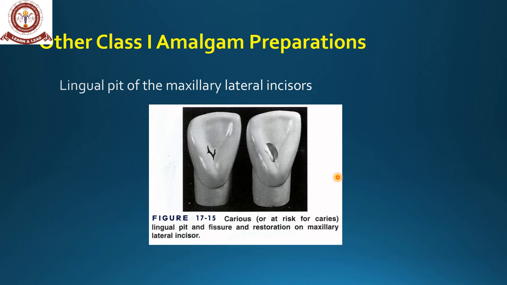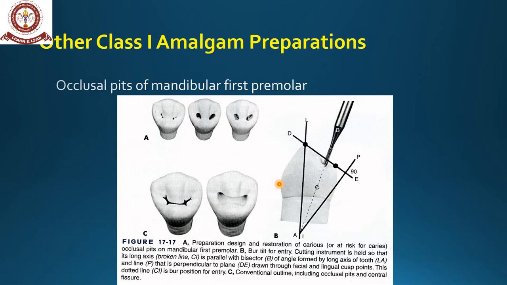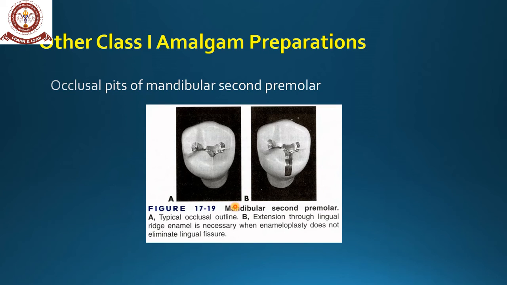Even though it is class 1, it also includes the lingual pit of the maxillary lateral incisor. The grooves are extended and the outline is drawn like an oval, and it is restored. Next is the occlusal pits of the mandibular first premolar. As I already mentioned, the burr is tilted because of the slight sloping and angulation of the tooth itself. If the groove is not connected, if the fissure is not fully carious, then you can isolate them and create an owl shape. If it is involved, then you can connect it and make it a butterfly shape, similar to the shape in the upper premolar itself.